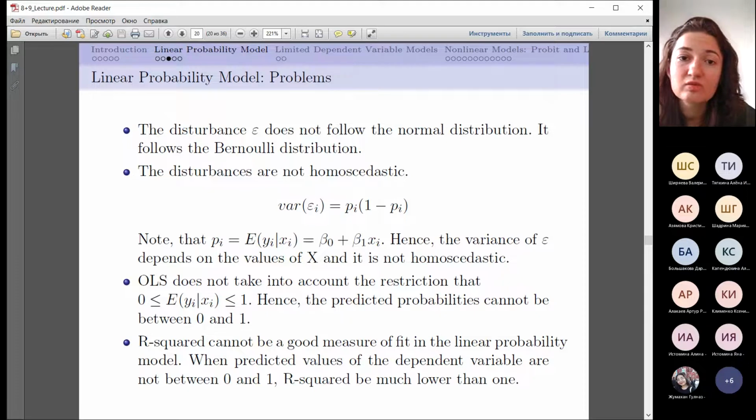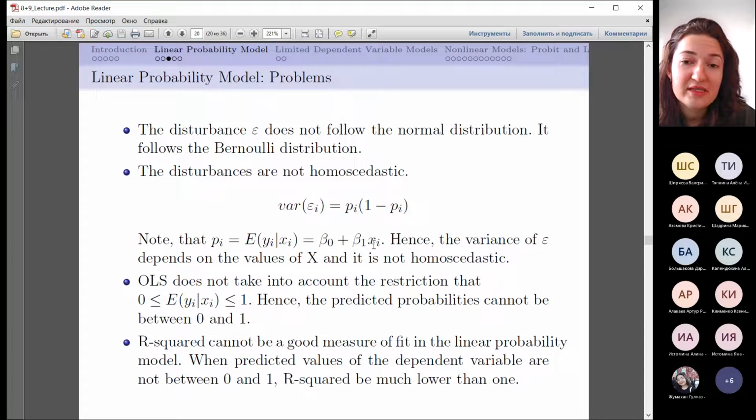And now, unfortunately, it doesn't follow the normal distribution anyway; it follows the Bernoulli. But even in this case, non-fulfillment of the normality assumption of the error term may not be so critical, because we still obtain unbiased and consistent estimators if all other assumptions hold. This is not the main problem. The second problem that could arise is that we cannot hold the homoscedasticity assumption.